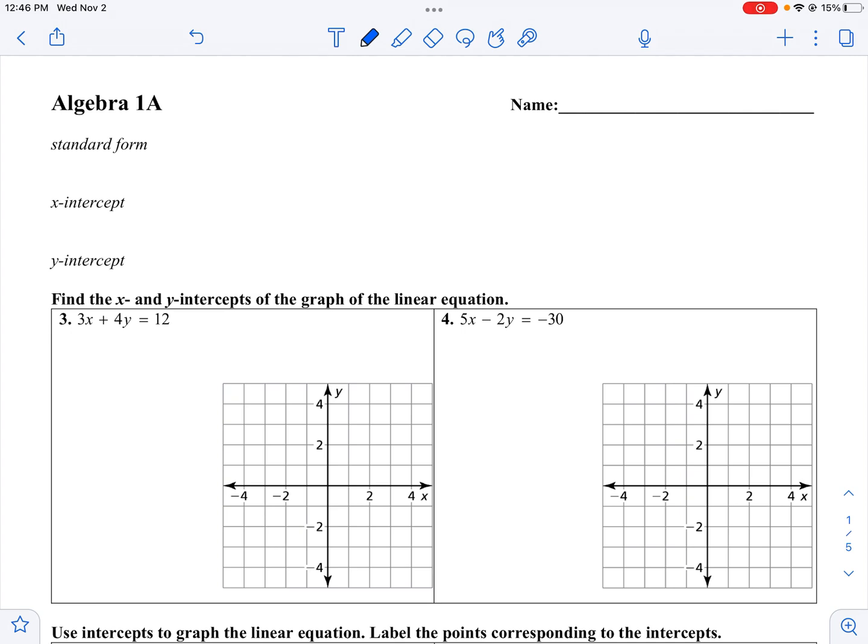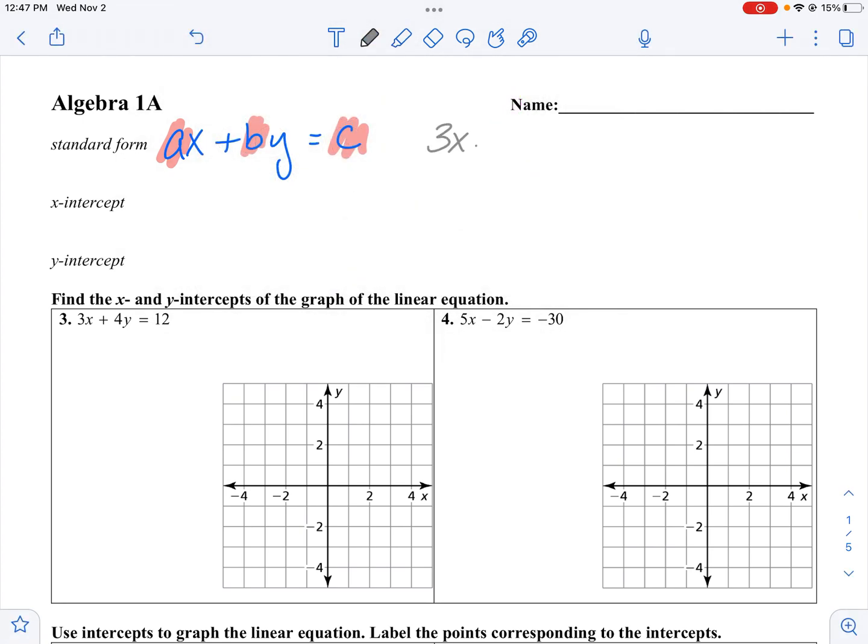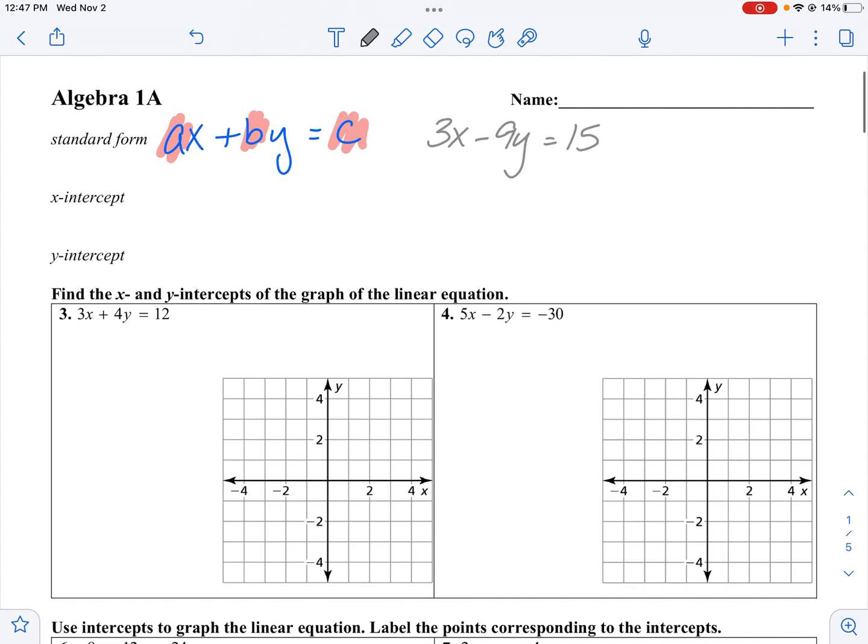x and y intercepts. So standard form of a linear equation is ax plus by equals c, where a, b, and c are just numbers. So for example, it could be 3x minus 9y equals 15. So that's one example that I could have of a standard form linear equation.